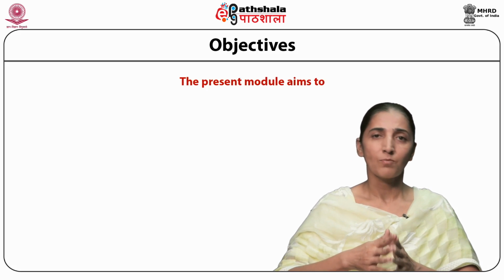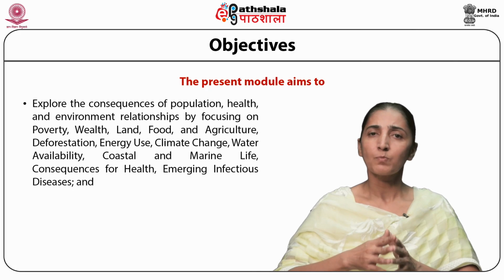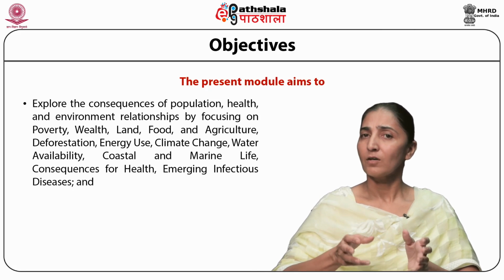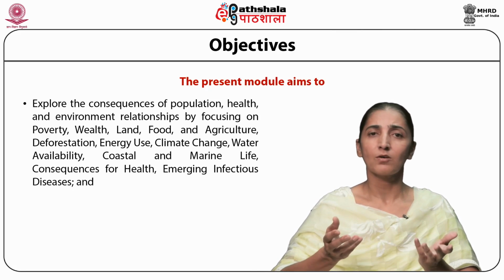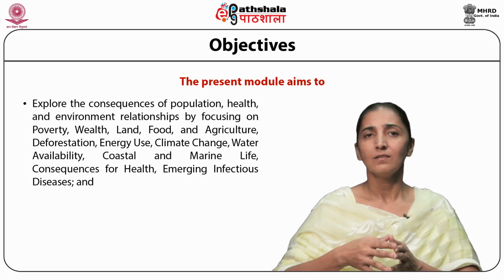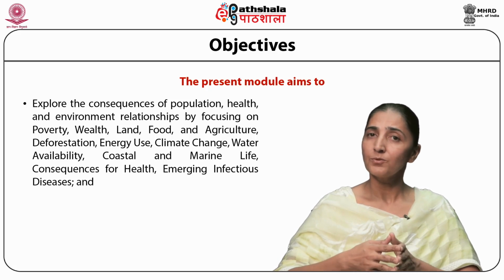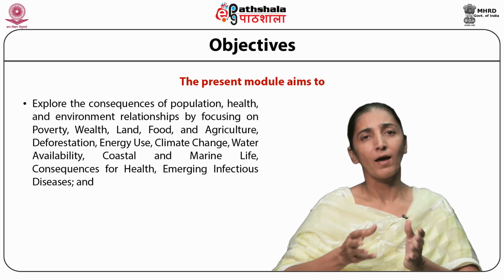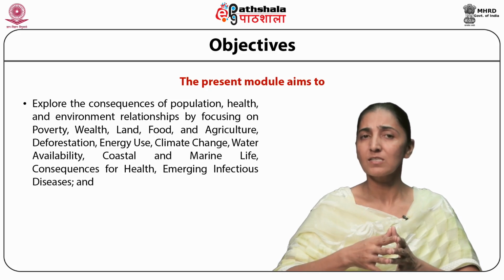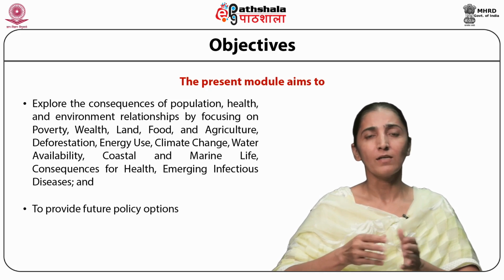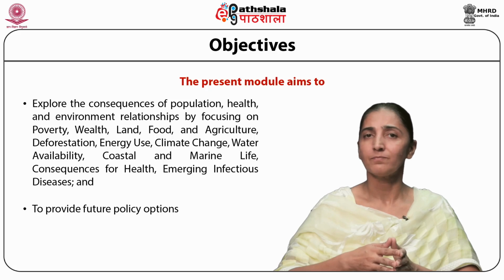Hence, the present module aims to explore the consequences of the population, health, and environment relationship by focusing on poverty, wealth, land, food and agriculture, deforestation, energy use, climate change, water availability, coastal and marine life, consequences for health, and emerging infectious diseases. This module also aims to provide future policy options.